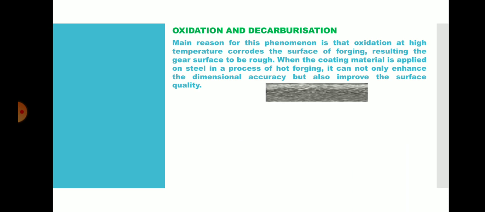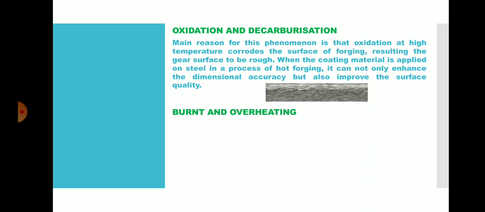When a coating material is applied on the steel or any product after the hot forging, it can not only enhance the dimensional accuracy but also improve the surface quality. So after the process, we have to coat the material to avoid this type of defect.